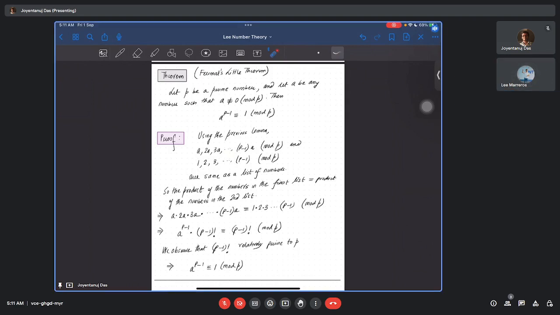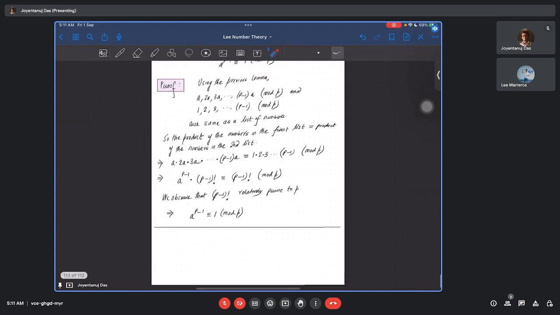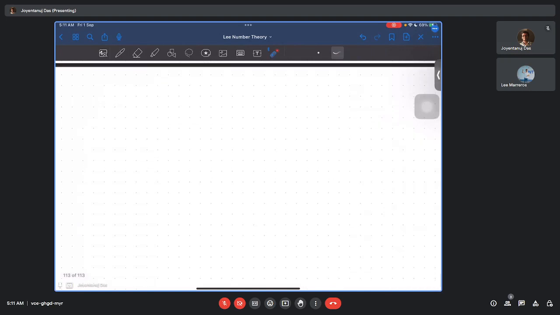So let us see some applications of this Fermat's little theorem. From this, I know that p has to be prime, so that is the condition required. So let us see some applications of Fermat's little theorem.